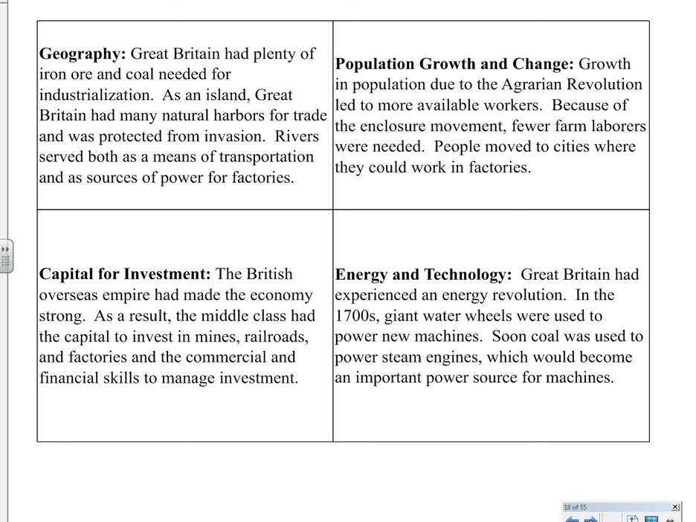Population growth and change. Due to the Agrarian Revolution, there's a lot more workers available. Because of the Enclosure Movement, less of these people are farmers. So they move to the city, they can work in factories. Capital investment. Britain is making a lot of money on its overseas empire. As a result, they have the money to invest in mines, in railroads, in factories, and commercial and financial skills to manage the investment. They can buy the stuff they need to do this.